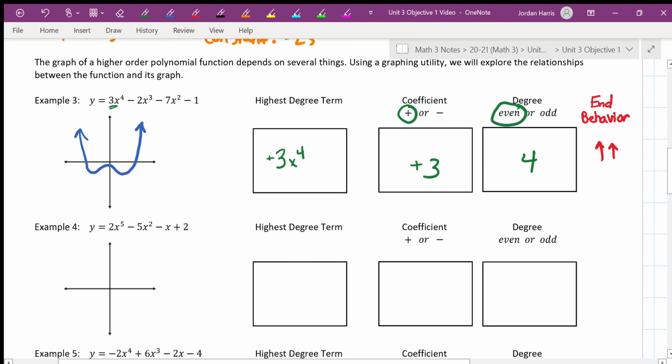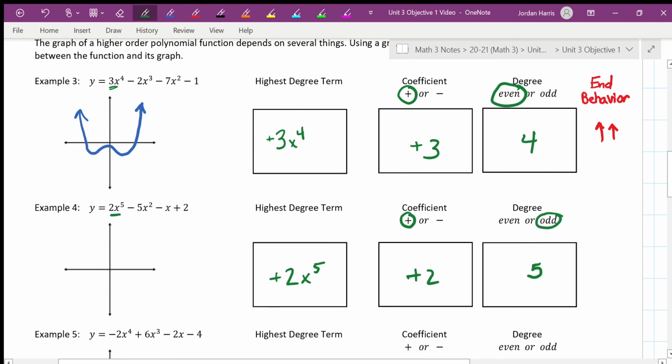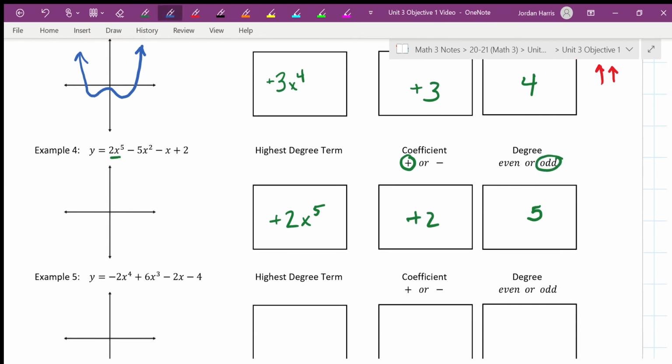Okay. Next one, I guess I'll write out this stuff first. So you're going to want to type this whole thing into Desmos. Y equals 2x to the fifth minus 5x squared minus x plus 2. In this case, my highest degree term is 2x to the fifth. Positive 2 is my leading coefficient, so it is positive again. 5 is my degree, so this time it's odd. And we'll notice something when we look at the graph.